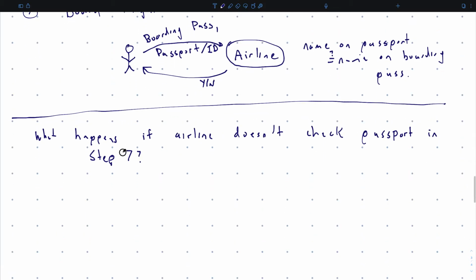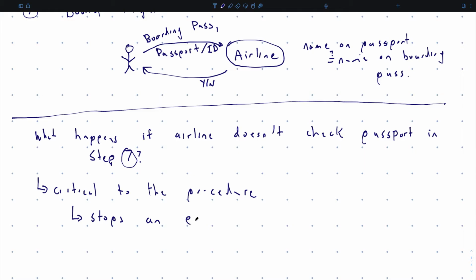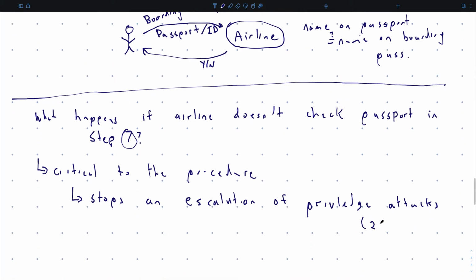So in step 7, what if the airline doesn't check your identity? It turns out that this is critical. And it stops an escalation of privilege attack, which worked, maybe 20 years ago.